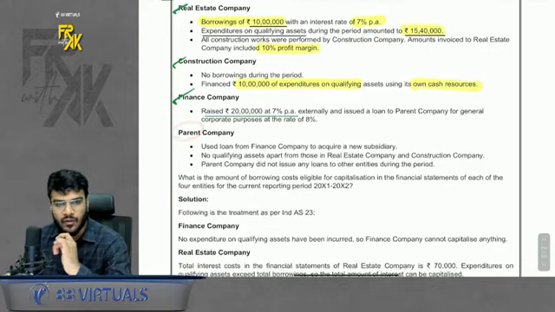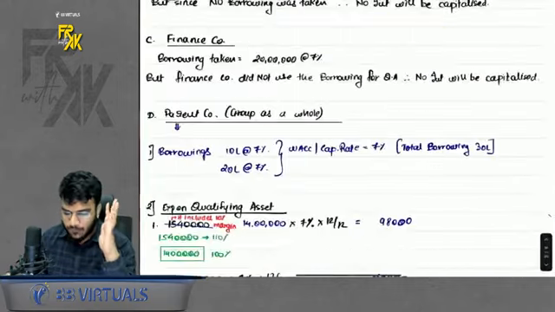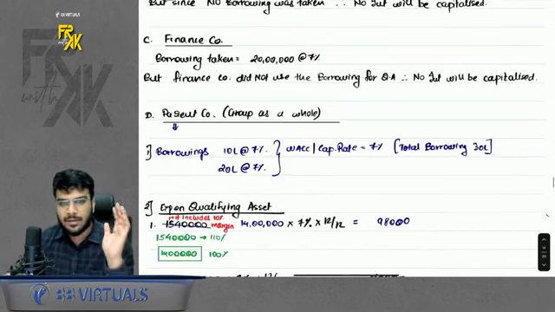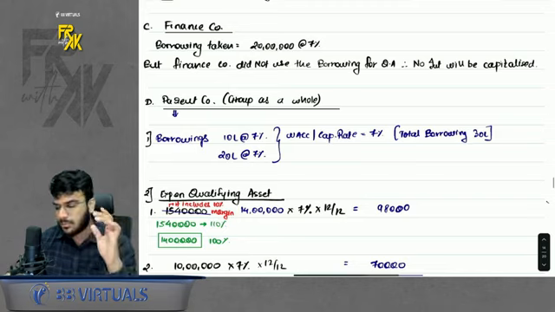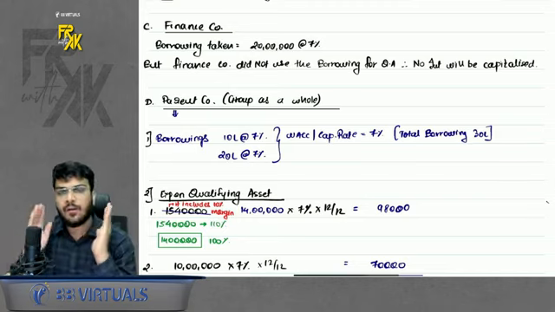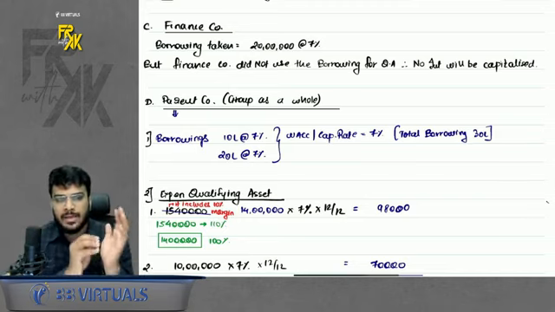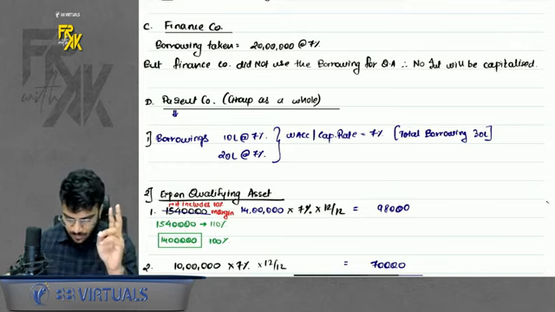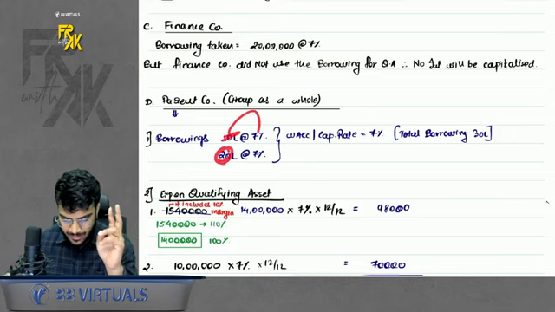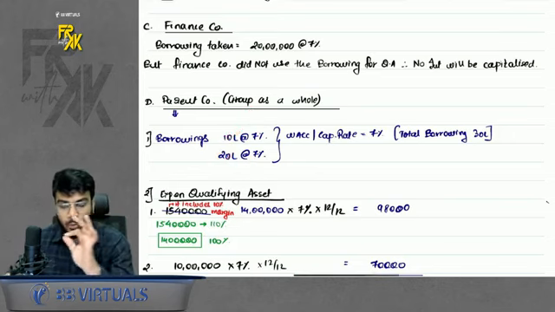Then they have also asked from the point of view of parent. Now from the point of view of parent, just remember few things. From the point of view of parent, it doesn't matter whether you have funded the expenditure by yourself or not. From group point of view, just see how many borrowings do you have. I had two borrowings, one of 10 lakhs at the rate 7%, 20 lakhs at the rate 7%. Two borrowings I had from group point of view.